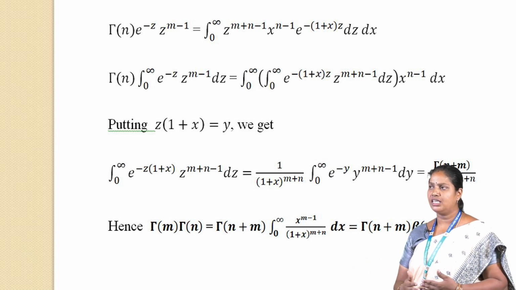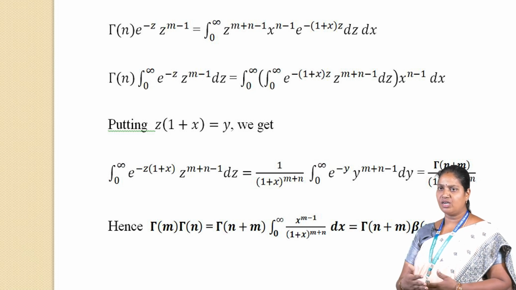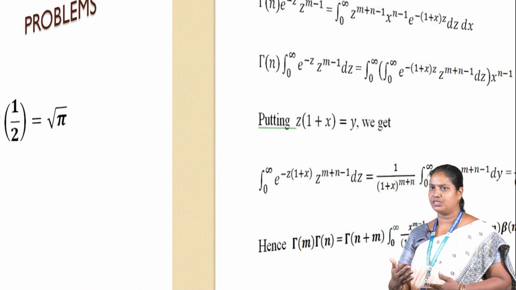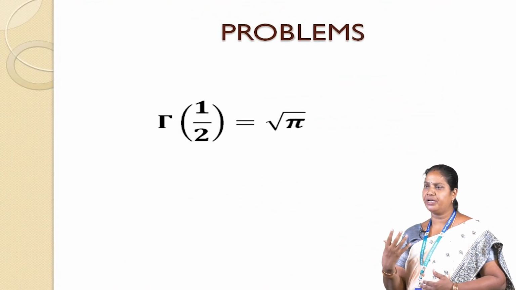So till now we have seen the properties and relation between the beta and gamma functions. Now we are going to discuss some problems, that is, how to solve improper integrals.